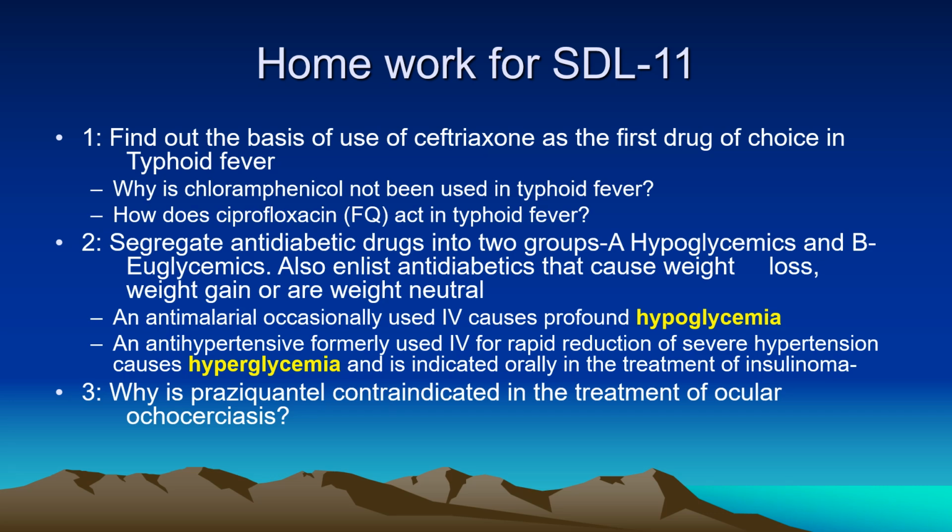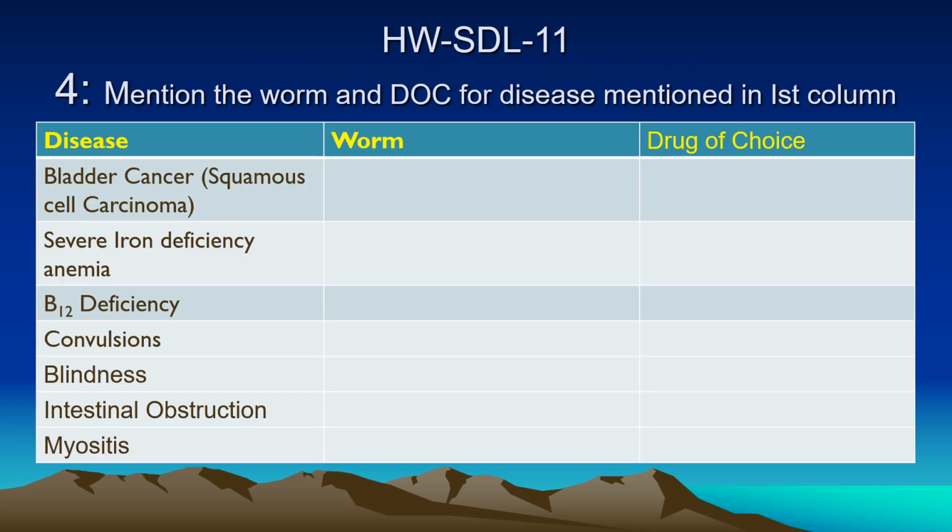Also find out an antimalarial occasionally used intravenously that may cause profound hypoglycemia. An antihypertensive drug formerly used intravenously for rapid reduction of severe hypertension but causes hyperglycemia. Currently, it is indicated for the treatment of insulinoma. Why is praziquantel contraindicated in the treatment of ocular onchocerciasis? In the last part of the homework, you have to find out the worm that causes the disease and its drug of choice. So it is a good exercise for revision and preparing yourself for examinations.